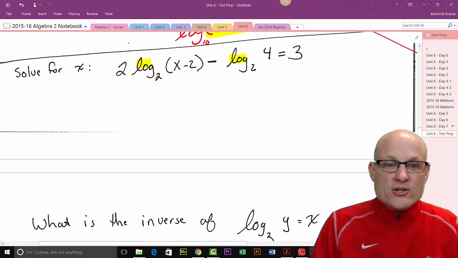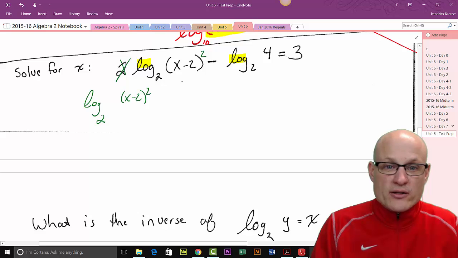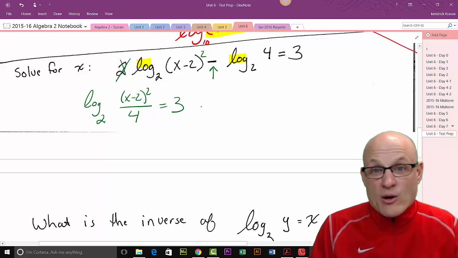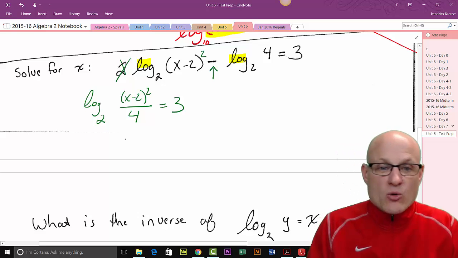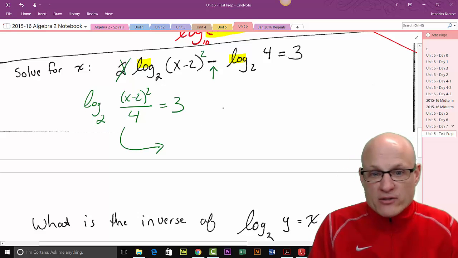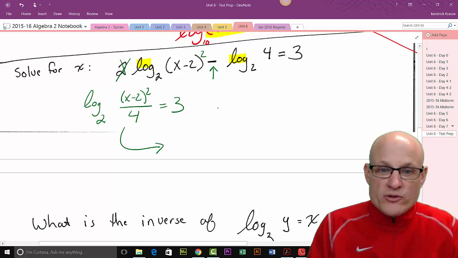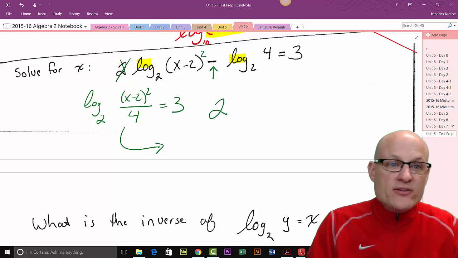Oops, I got to return the 2. So I get log base 2 of x minus 2 squared. Now wait, that turns into division. So divided by 4 equals 3. So now I've condensed it from 2 logs to 1 log. Now we're going to change its form and make it exponential. And it's all about that base, so 2 is the base. And then these 2 things switch sides.